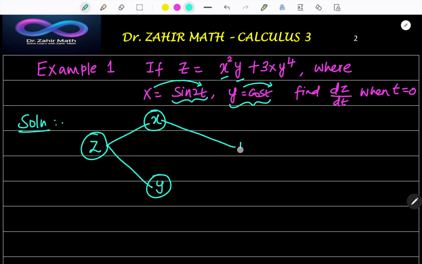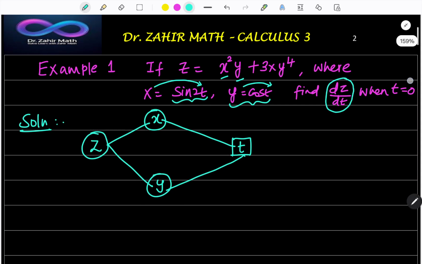x is a function of t and y is also a function of t, one variable. But z is a function of two variables. Now the question is, find dz by dt at t equal to 0.